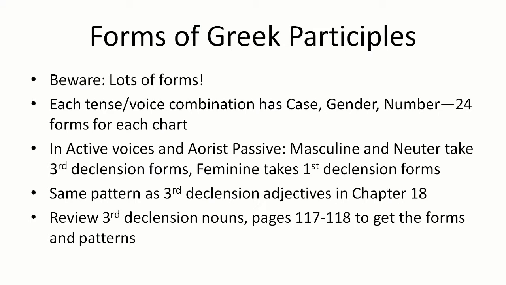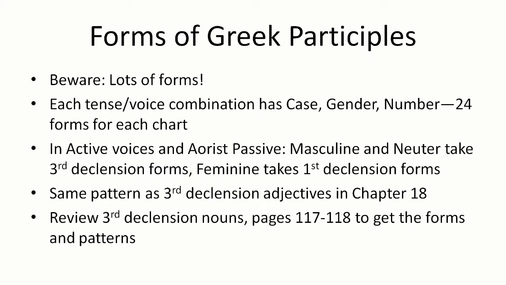First of all, I've put here beware. There are a whole lot of forms, and this is by necessity. Each tense and voice combination, so for example, your present active participle, is going to have case, gender, number: 24 forms. Change any one of those things, tense or voice. Now we're moving to present middle passive participle, also has 24 forms. Change to an aorist, also 24 forms.